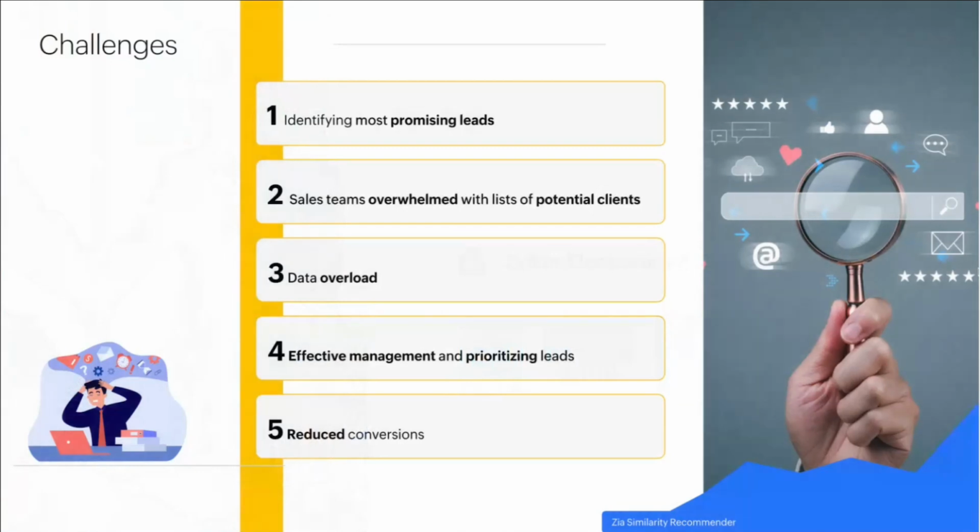Number one is the pressing task of identifying the most promising leads. The sales teams are always overwhelmed with a list of potential clients while wading through a sea of data. The difficulty here is not the lack of leads, but how to manage effectively and prioritize them. With each sales rep handling hundreds of leads, the challenge lies in determining which of these leads are more likely to convert, and thus to help them focus their full efforts into those leads. Failing this results in reduced conversions. This is where Zia's Simulator Recommender enters.